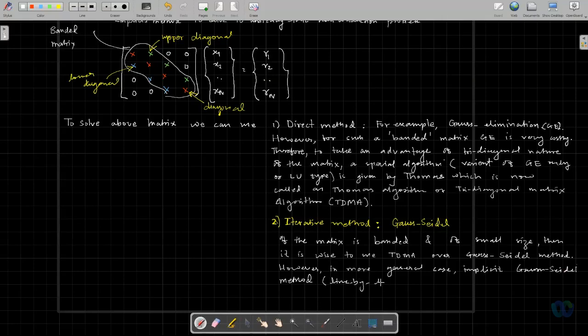Sir, in the exam, can we use any method we want, or will it be mentioned specifically to use a particular method? If it is mentioned, you will have to use that. Else, if not, then you are free.